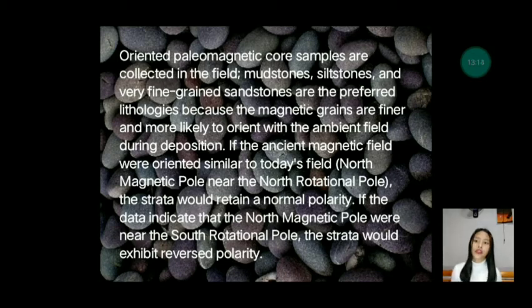Oriented paleomagnetic core samples are collected in the field. Mudstones, siltstones, and very fine-grained sandstones are the preferred lithologies because the magnetic grains are finer and more likely to orient with the ambient field. During deposition, if the ancient magnetic field were oriented similar to today's field, with the north magnetic pole near the north rotational pole, the strata will retain a normal polarity. If data indicate that the north magnetic pole were near the south rotational pole, the strata would exhibit reverse polarity.